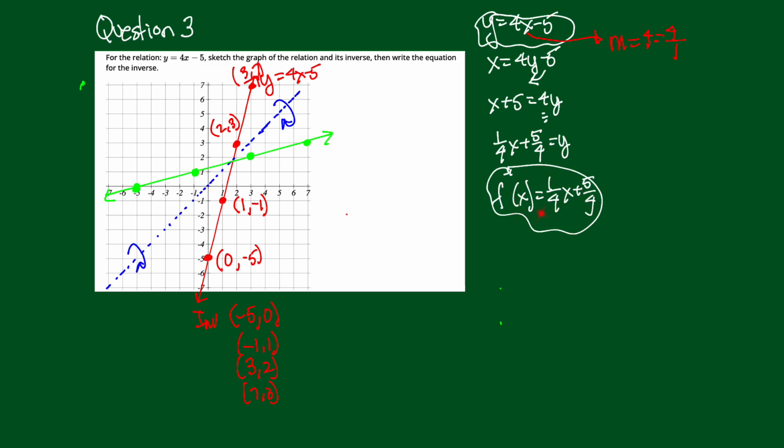Now look at this over here. 5/4. This crosses at 5/4. That's 1 1/4. All right, that's maybe 1 1/4. And then from here, I'm going to go over 4 and up 1. Sure enough, it looks like I'm back on the graph. So I think I've got it. So the green line is y equals 1/4 x plus 5/4, the inverse.